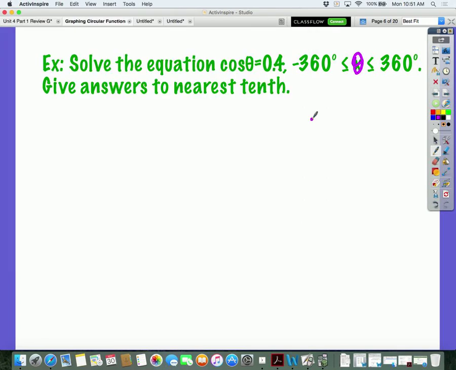Do we have to use the graphing one, or do we use like inverse cosine?